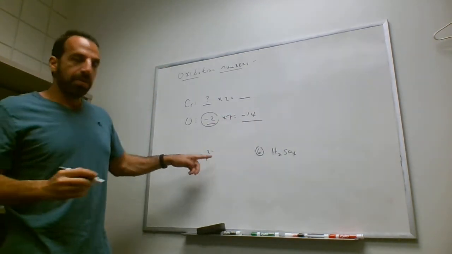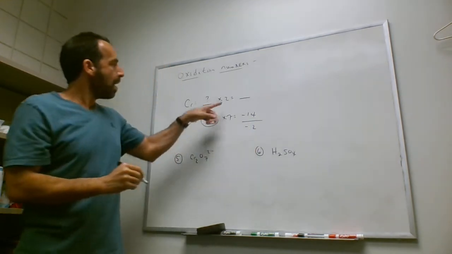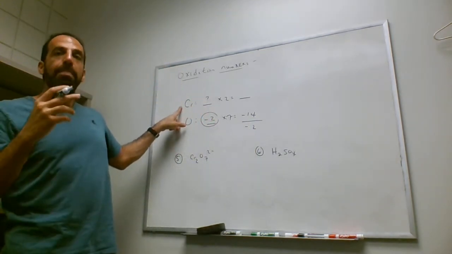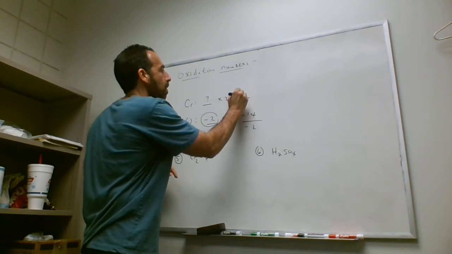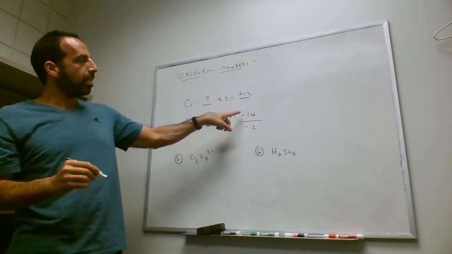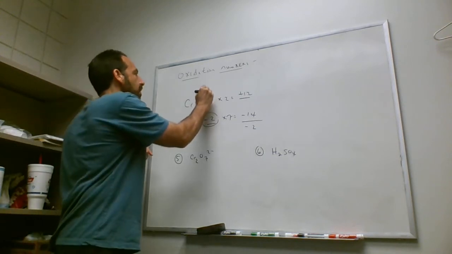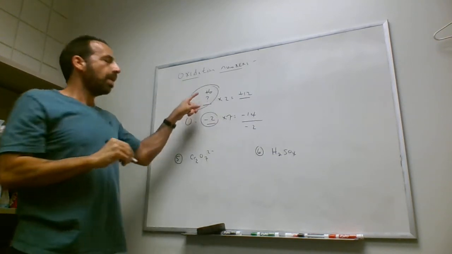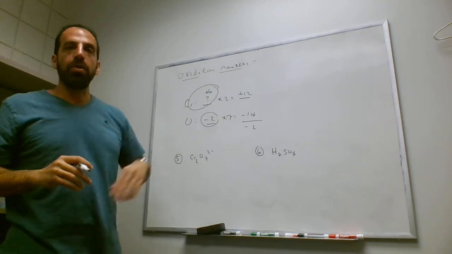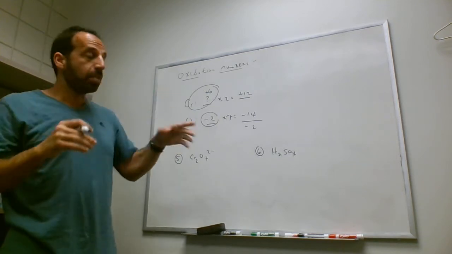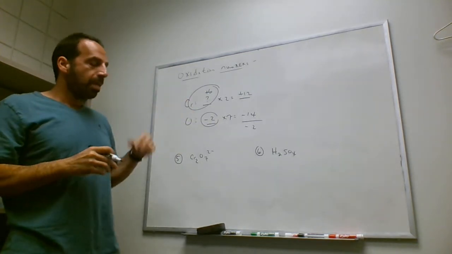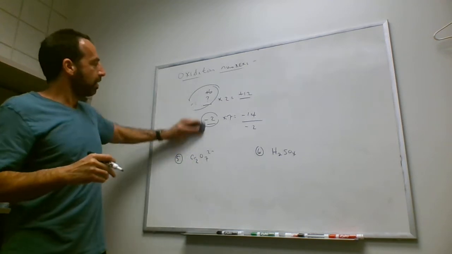The charge of this compound is negative 2. The charge of all the chromiums combined has to be positive 12. Because positive 12 plus negative 14 is equal to negative 2. So in this case, chromium has to be positive 6. Each one is positive 6. There's 2 of them. Total charge of positive 12. So again, the answer is positive 6 for chromium, negative 2 for oxygen. Let's look at the last one here.